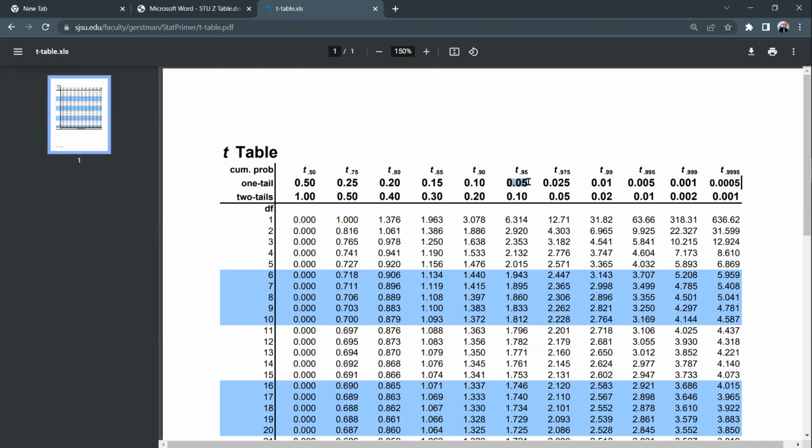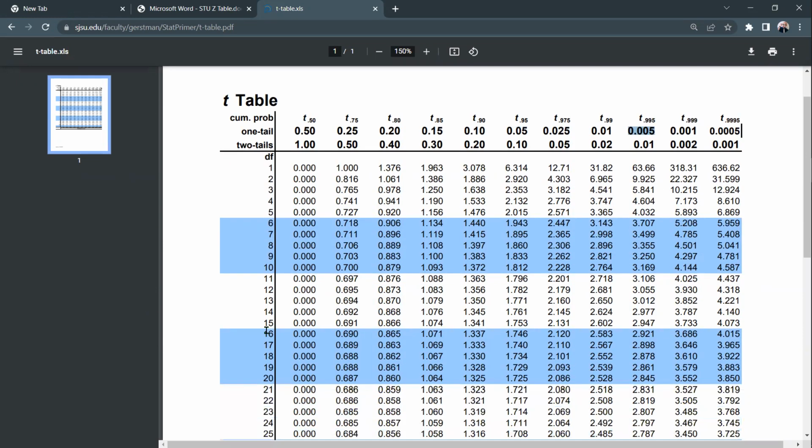Alpha is 0.05. Can you see this? Sorry, 0.005, this one. Yeah, that one. This one 0.005, and so it's here, degree of freedom is 15. 2.947, I think. 2.947, correct.